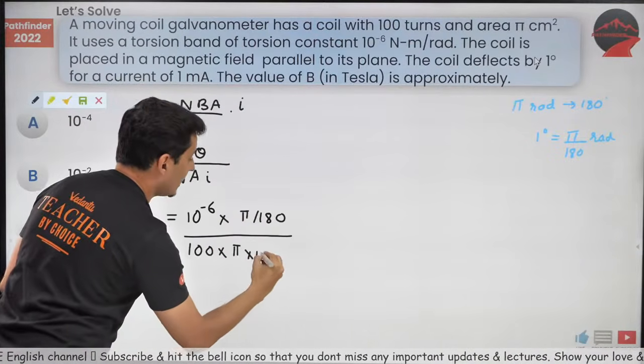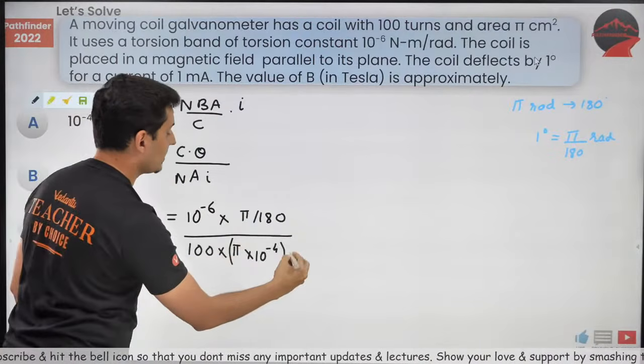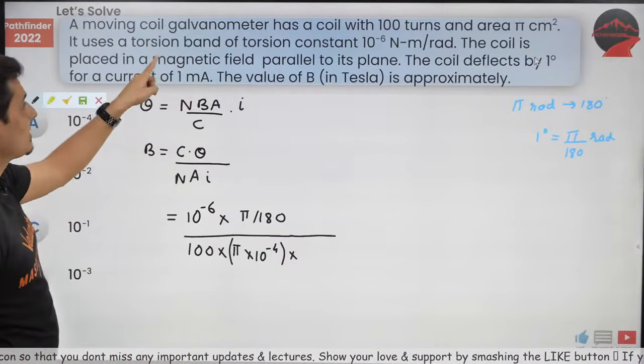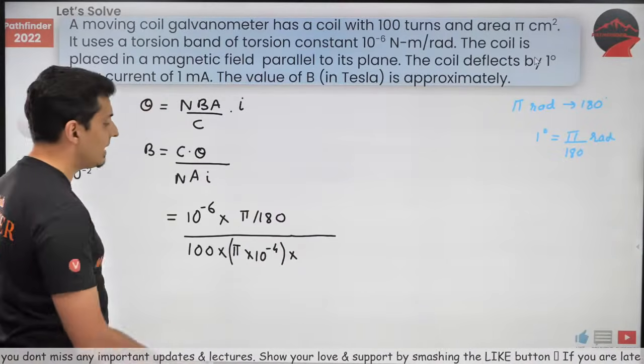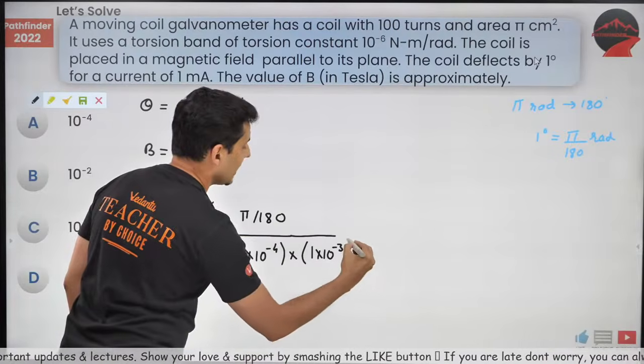That means into 10 to the power minus 4. Okay, the area is pi into 10 to the power minus 4 in meter square. So that is one thing. And the current, how much is the current? The current is 1 milliampere. That means 1 into 10 to the power minus 3 amperes.